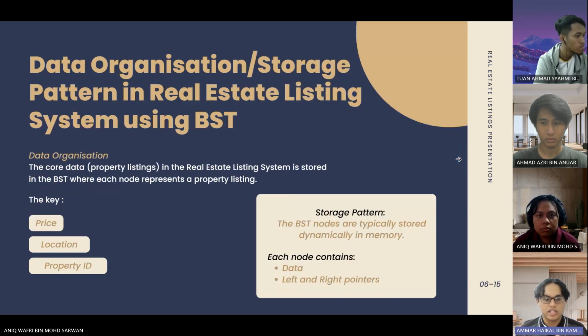The data organization and storage pattern in the system. First, data organization. The core data, the property listings in the real estate listing system, is stored in the BST, where each node represents a property listing. There are three identifiers: price, location, and property ID. For the storage pattern, the binary search tree nodes are typically stored dynamically in memory. Each node contains data and also left and right pointers.